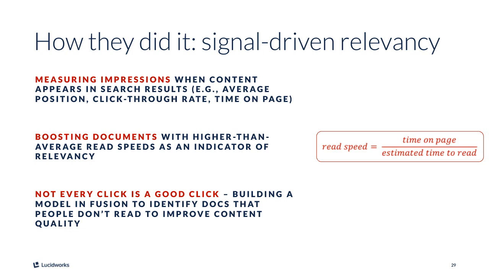And then the last way is that not every click is a good click, so they can build a model in Fusion that identifies docs that people don't read and degrade those to improve content quality, boosting up the documents that are in fact more relevant. And that, of course, has a very virtuous cycle. So as they're doing that, they're getting better engagement with self-service and making that more powerful and preserving more time to answer the really difficult, newer questions that maybe the system hasn't been trained to answer yet, and it still needs a human being to answer those more difficult questions. All that knowledge flows back into the organization.